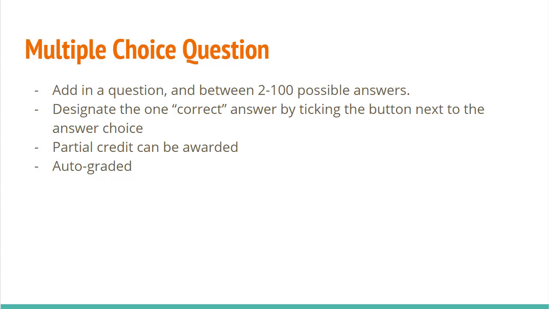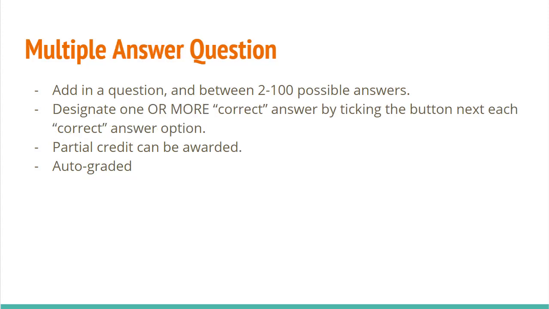Then, you designate the one correct answer by ticking the button next to the answer choice. In a multiple choice question, partial credit can be awarded, as we demonstrated in our previous video. Multiple choice questions are also automatically graded, which means after the test is finished, you don't have to manually go in and assign points to each student who got it right. Blackboard will automatically do that. So, we'll go ahead to our next type of question, multiple answer.